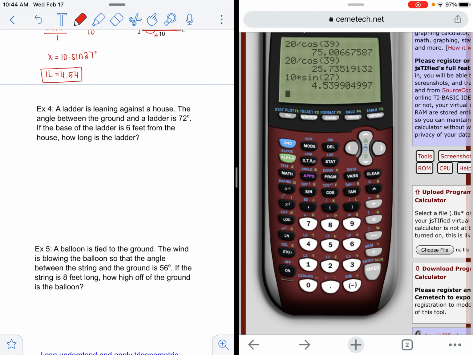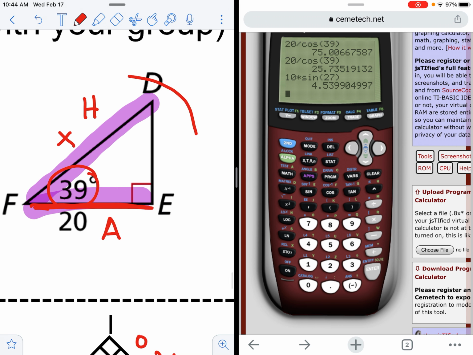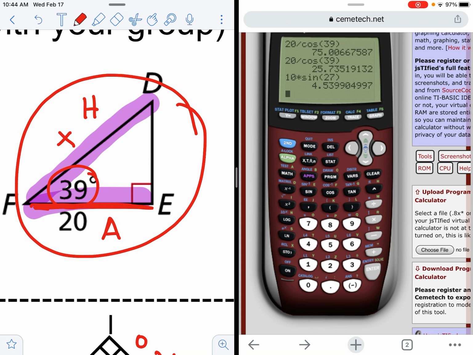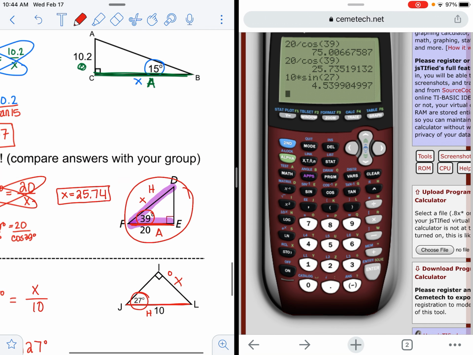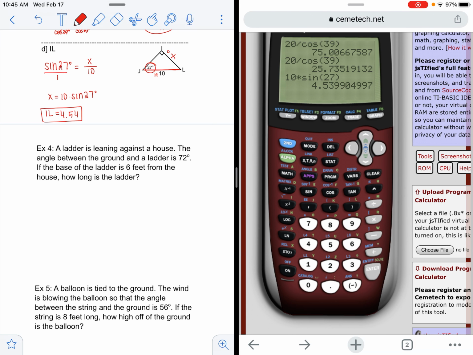Okay, the last two are word problems, but they're going to end up looking like right triangles, and you're going to have one missing piece. Oh, also I want to point out, why can't I use Pythagorean Theorem on this? I can't because you don't have two sides. If you have two sides of a right triangle and you need the third side, you can use Pythagorean Theorem. But if we can't, that's when we use trig.